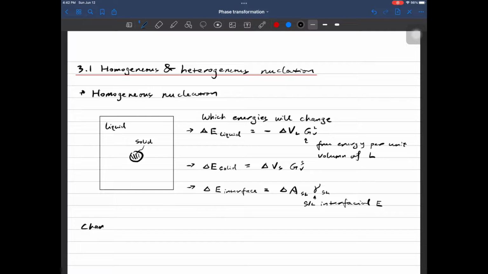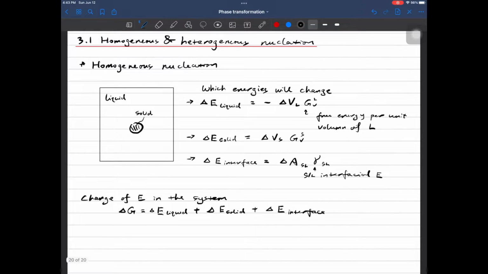Now we can look at the overall change of the energy in the system. There are three components. The first is associated with the disappearance of a small amount of the liquid phase. The second is the creation of a small amount of the solid phase. And the third is the introduction of the liquid-solid interface. Let's substitute what we had in the above three equations. Sorry, the E interface here should be delta A and gamma.